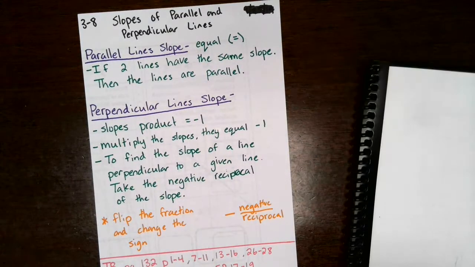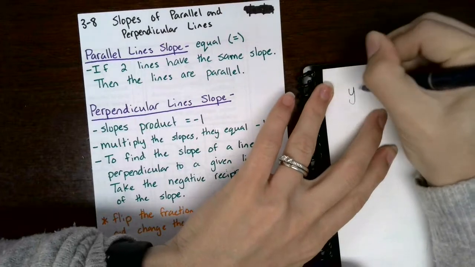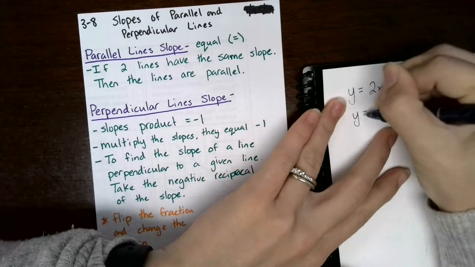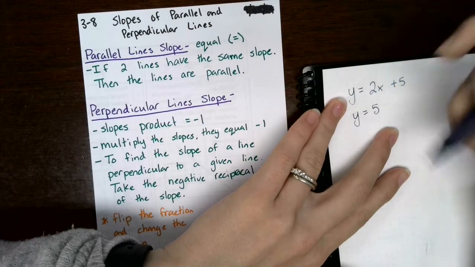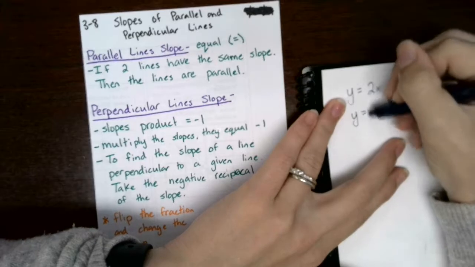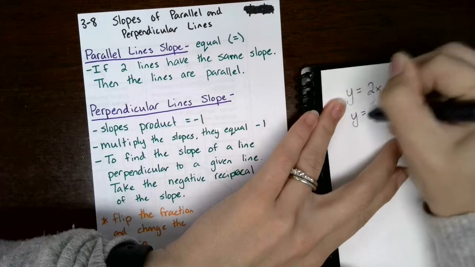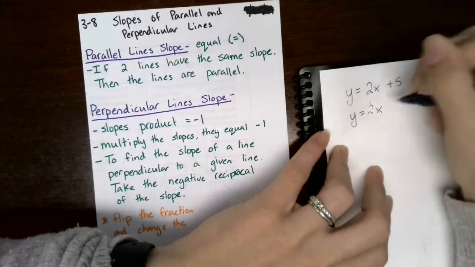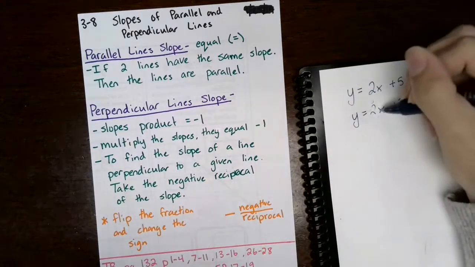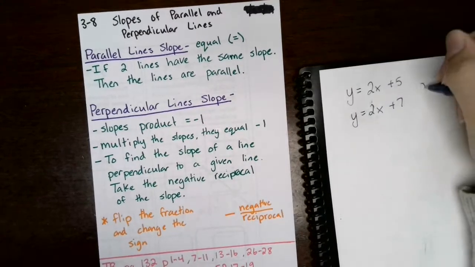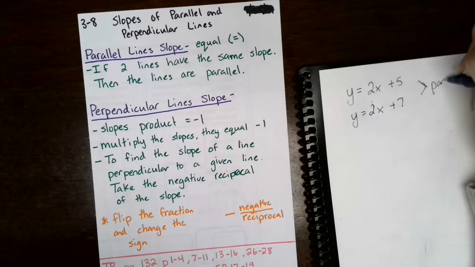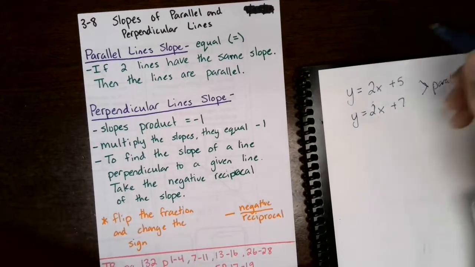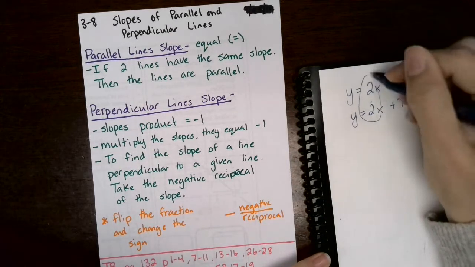For example, I have y equals 2x plus 5 and y equals 2x plus 7, okay? I didn't write the same slope at first, sorry about that. Then they are parallel. So that is very important to acknowledge right there, because they have the same slope.